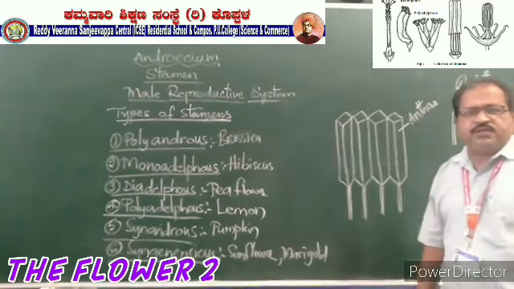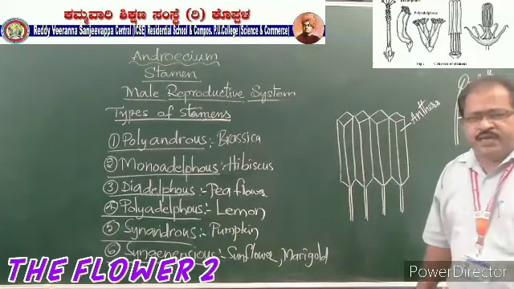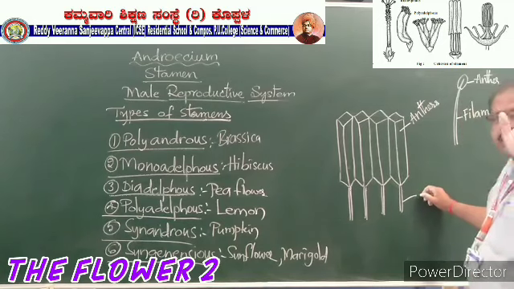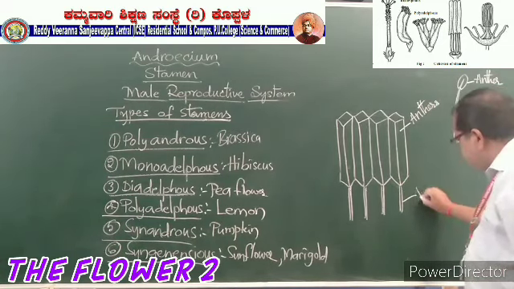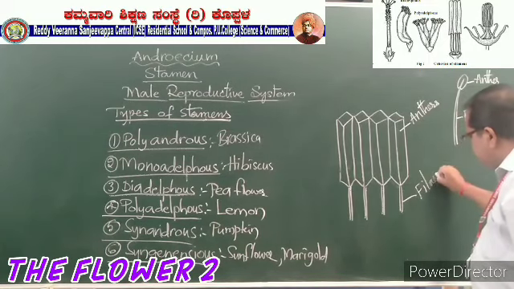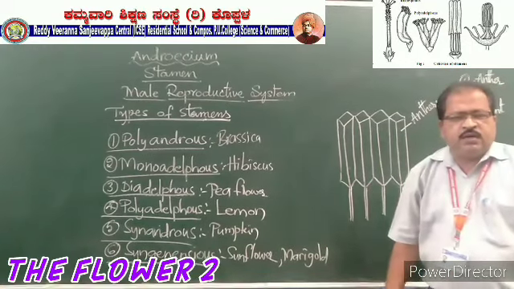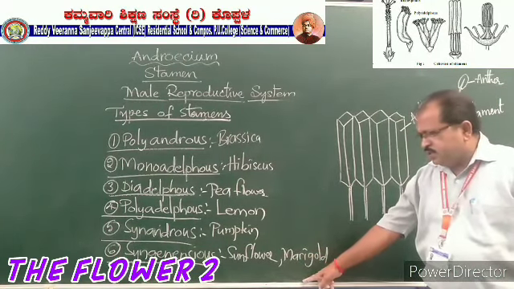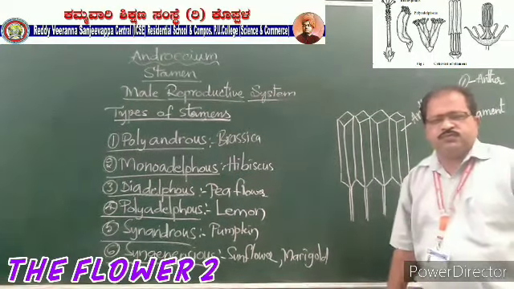The filaments are free. This is called syngenesis condition of the flower. In this, all the anthers are fused together, but all the filaments are free from each other. So these are the total types of the stamens. Okay, this syngenesis we can find in the sunflower as well as the marigold.